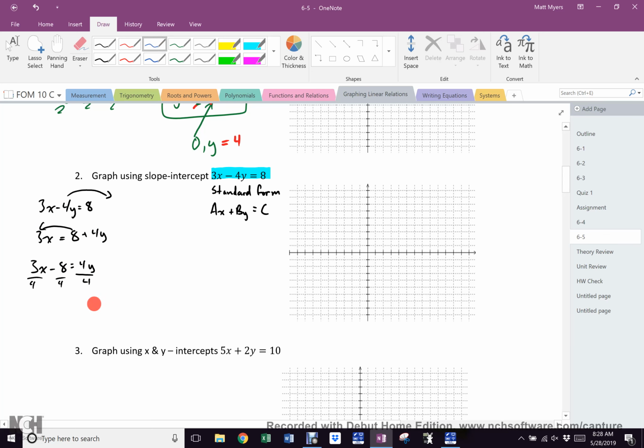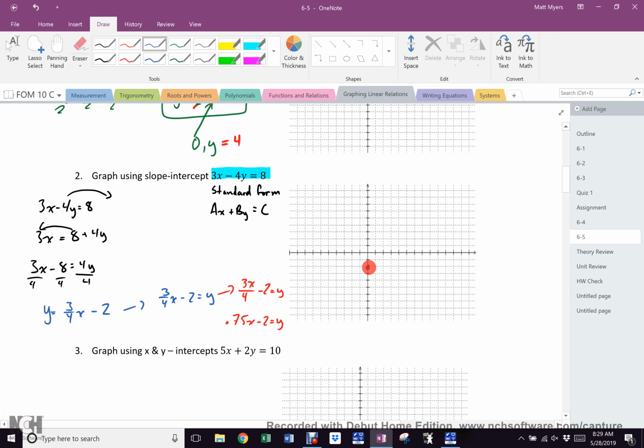And what is my final equation going to look like? Y equals 3/4 x minus 2. Is that the same as 3/4 x minus 2 equals y? Is that the same as 3x over 4 minus 2 equals y? Yeah. Is that the same as 0.75x minus 2 equals y? Yes. Everybody understands, right? Okay, so where do I go?